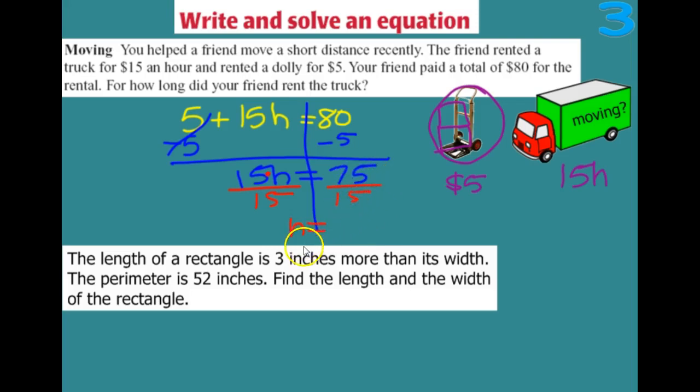15 goes into 75. Should be 5 times. So our answer is 5 hours. It took them 5 hours to move.